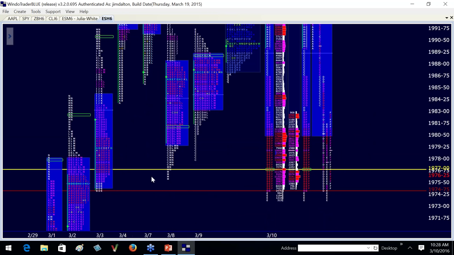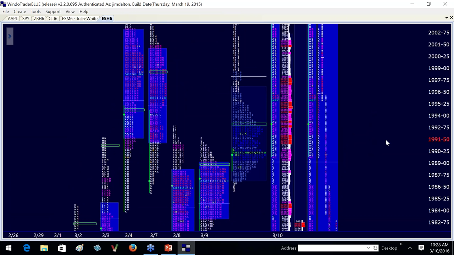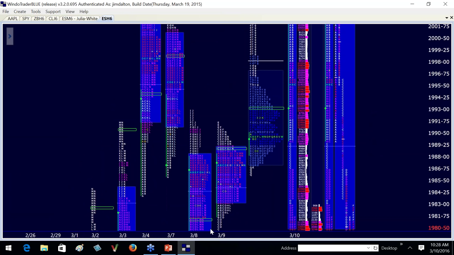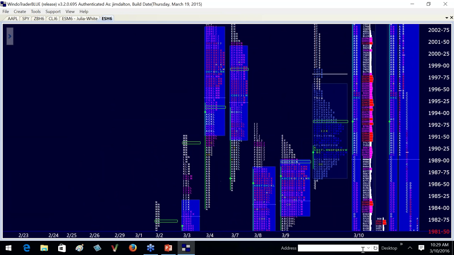Okay, let me go to the examples and show you what I'm talking about, contrasting price with price with texture. I'm going to start using the example from the 7th of March. On the 7th of March, the green dot is the opening for that day.